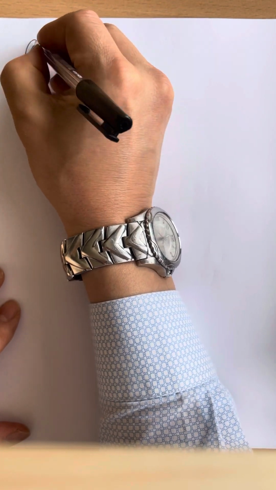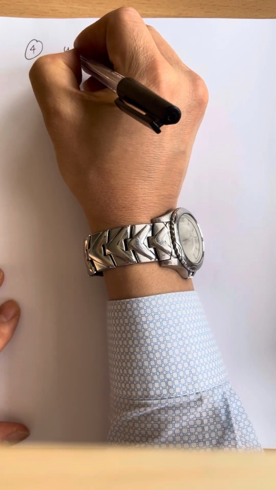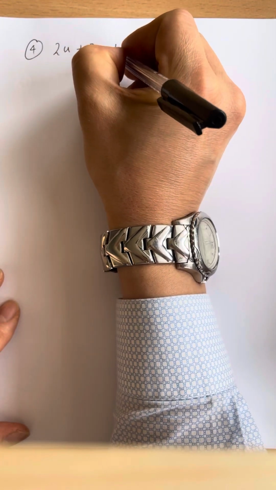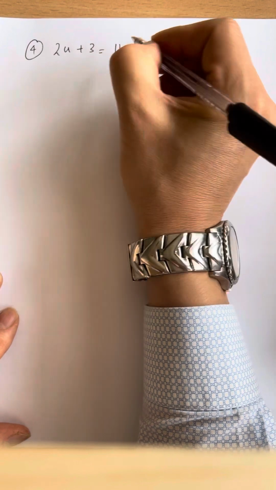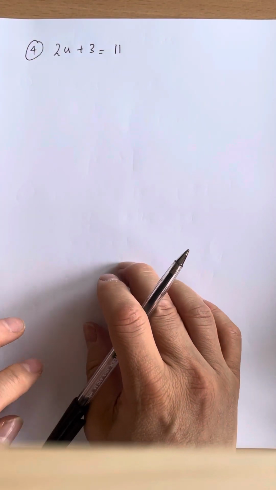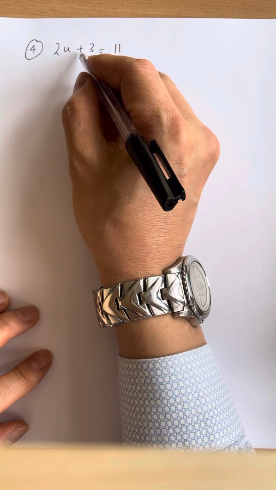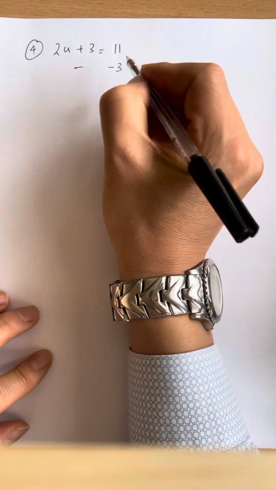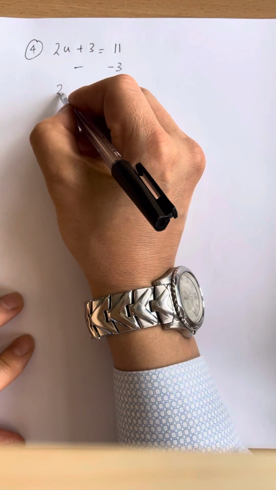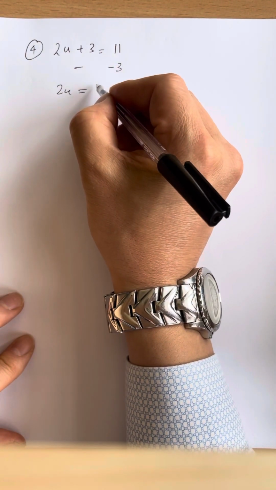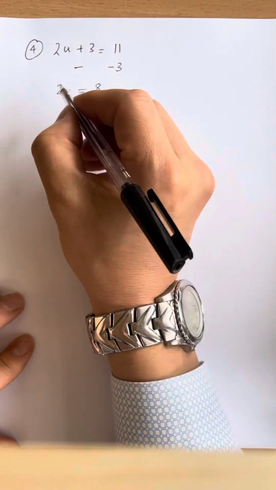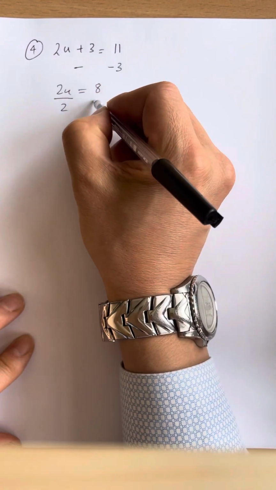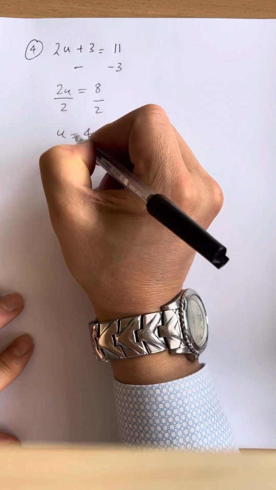So the next one is going to be like this. Alright, so the first thing you're going to do is the inverse of plus is minus. So then you have 2u that equals 11 minus 3 is 8. And then the next step, 2u means 2 times u, and inverse is divided by 2. So you end up with 4.